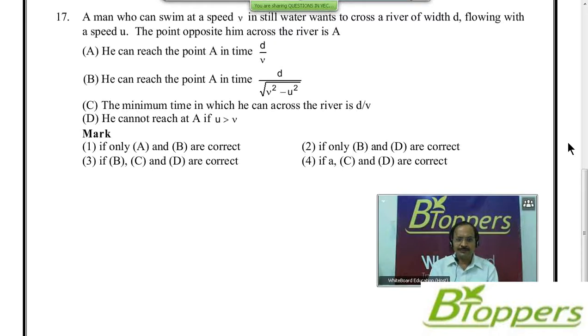So therefore, except the statement A, the remaining 3 statements are correct. Therefore, Option 3 is the answer.